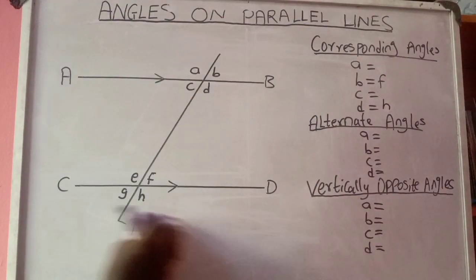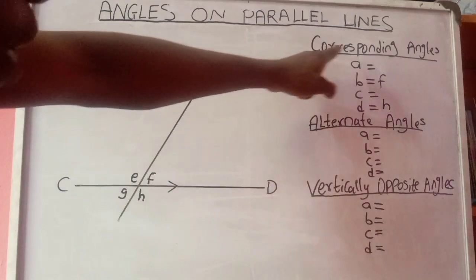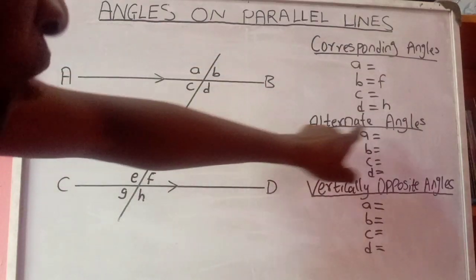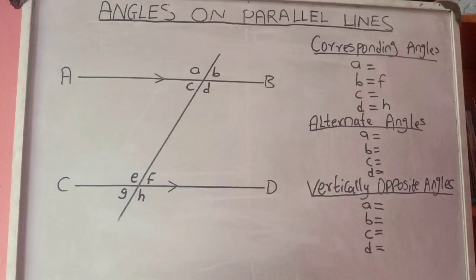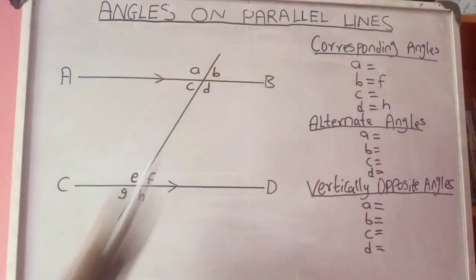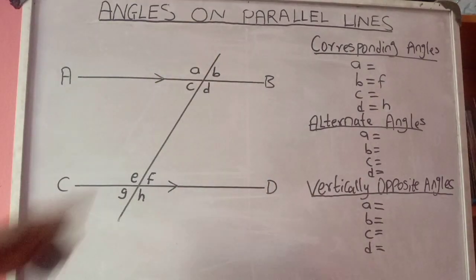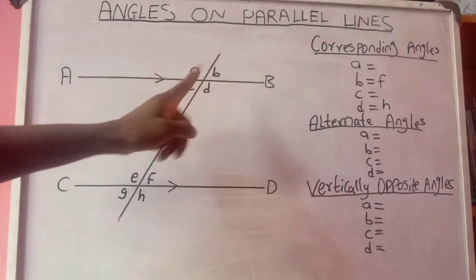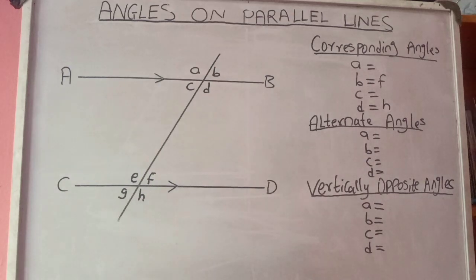So our intention here is to address some other components of angles which we call the corresponding angles, the alternate angles, and the vertically opposite angles. And recall that when you have two parallel lines and a transversal line is drawn across the two of them, 8 angles are produced. As you can see, angle A, angle B, angle C, angle D, angle E, angle F, angle G, and angle H. So 8 angles are produced.